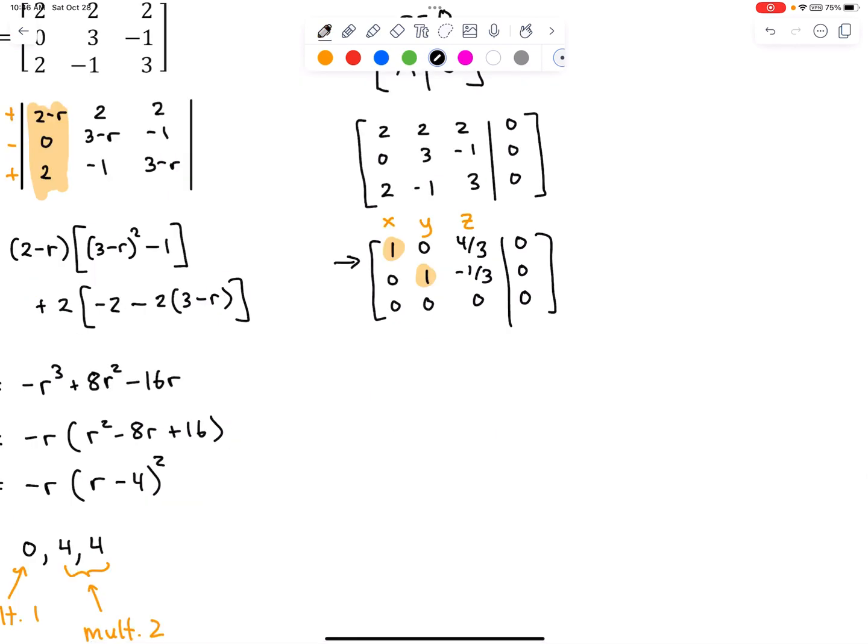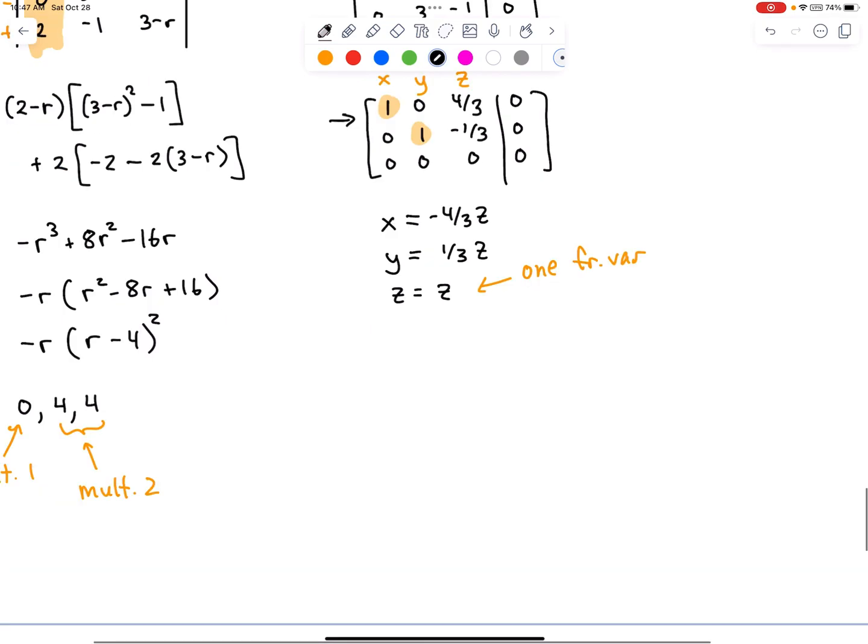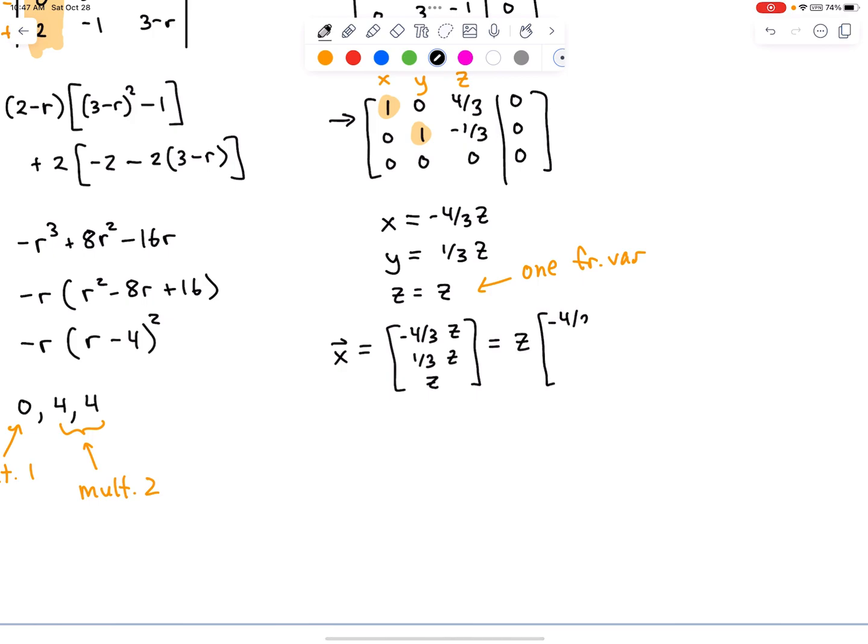Row 1 reads x plus 4/3 z has to be 0, so we get x has to be negative 4/3 z. Row 2 reads y minus 1/3 z has to be 0, so y has to be 1/3 z, and then z is itself, being the only free variable. So our solution has the form negative 4/3 z, 1/3 z, and z. We can factor that free variable out, and we have negative 4/3, 1/3, and 1. This vector forms a basis for our eigenspace, so any non-zero multiple of this vector can also serve as a basis vector for the eigenspace.